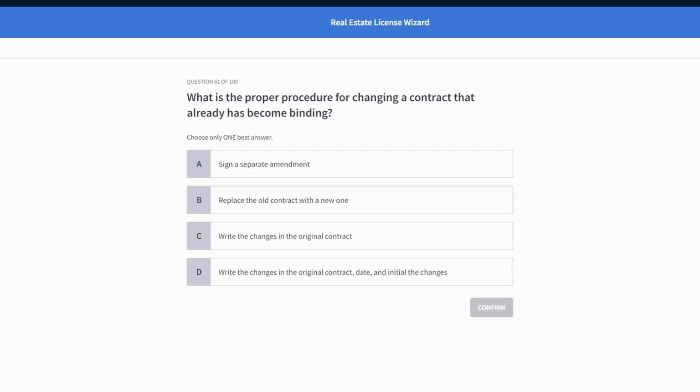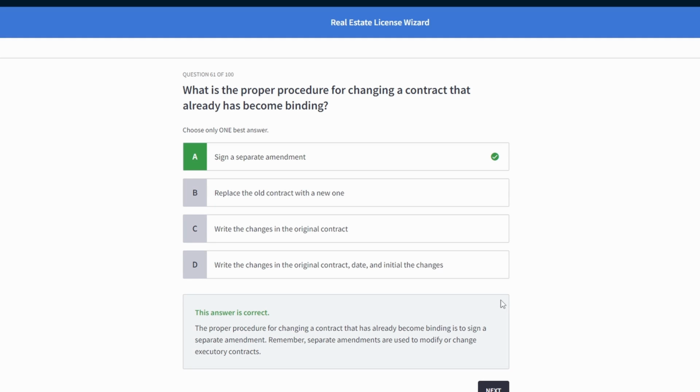Alrighty, so do you guys know your contract procedures? What is the correct answer for this one? So, I'll read it again. What is the proper procedure for changing a contract that has already become binding? So, the correct answer for this one is A. Sign a separate amendment. The proper procedure for changing a contract that has already become binding is to sign a separate amendment. Remember, separate amendments are used to modify or change executory contracts.